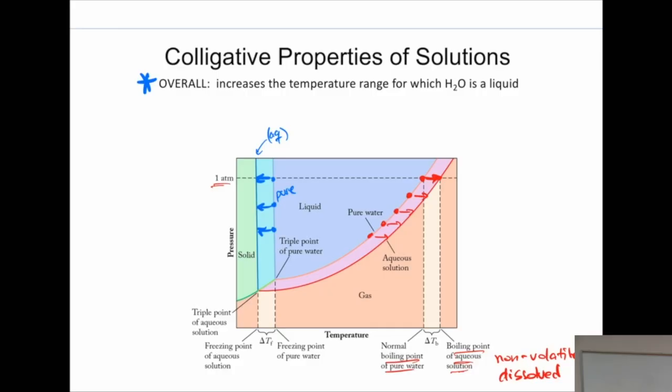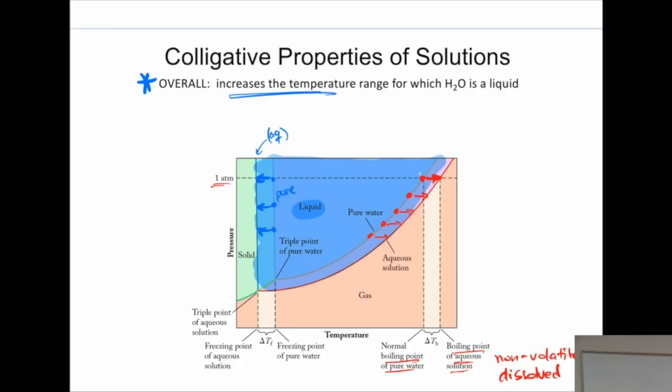So if blue is liquid here, okay, then now with colligative properties, we've got a much larger region in blue. We've increased the liquid range. And I don't really need to show you that any other way, I think. I think this figure gets the point across pretty easily. But this is going to be true of all solutions.